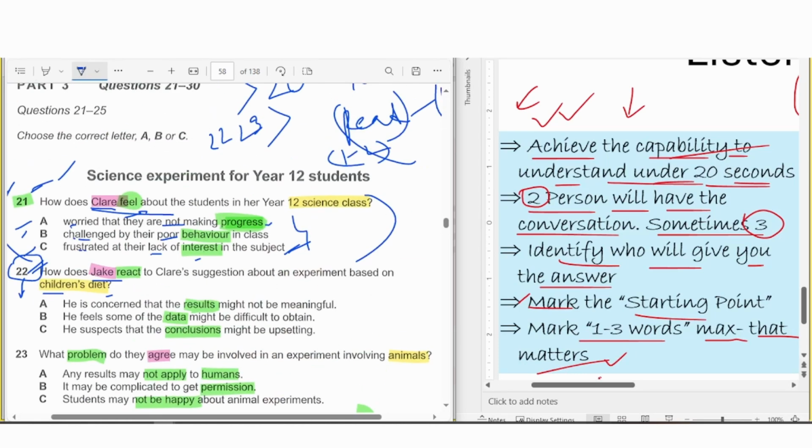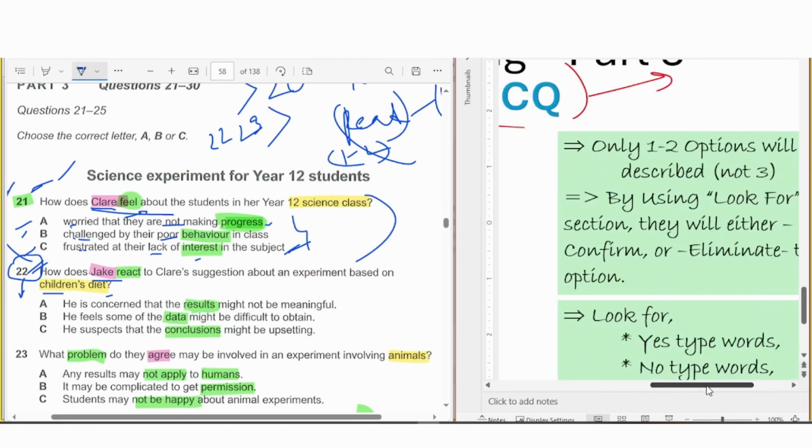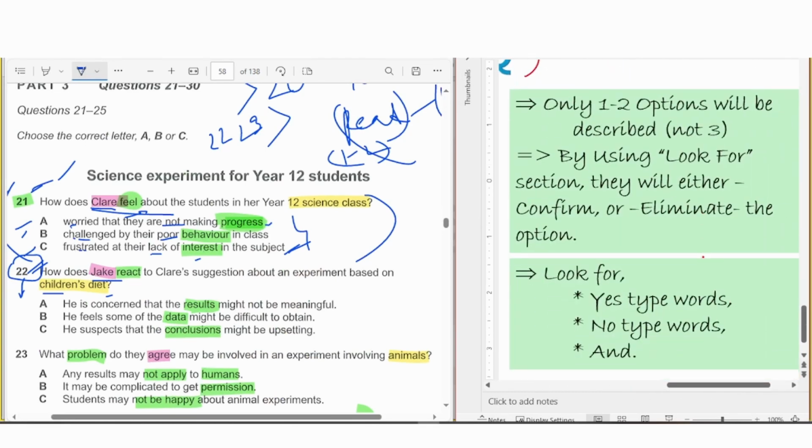You need to listen. Okay, when you listen, then you need to remember or keep in mind something else too. Let's go and do that. Okay? Here, if you look into here, see, only 1 to 2 options will be described, not 3. In 90% of cases, only 1 to 2 options. Generally 2 options will be described. Students, whenever I ask them how many options they are going to describe, generally they say 3.